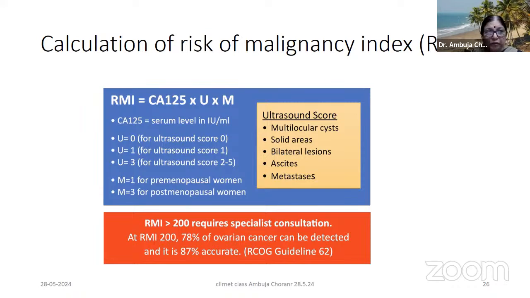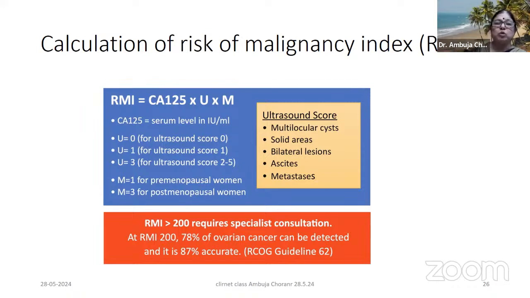CA-125 is not of much significance without adding the other features, because it can be raised in some non-gynecological or gynecological conditions. Wherever there is peritoneal irritation, CA-125 is increased. But when the ultrasound features and the menopausal state are added, you will get the risk of malignancy index. As I already told you, what are the features in the ultrasound score we are adding? A multilocular cyst, solid areas, bilateral lesions, ascites, and metastasis.